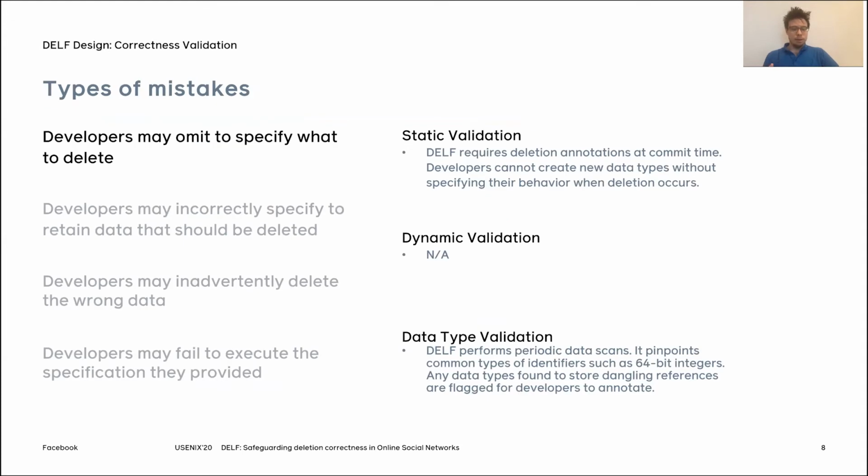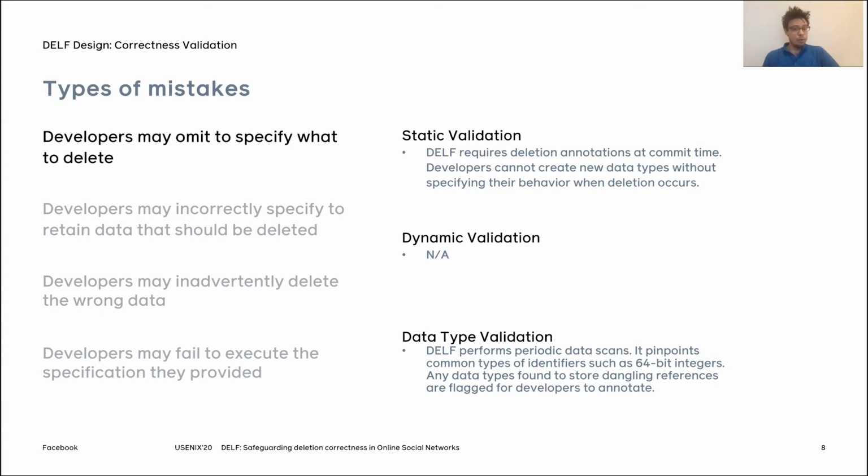All right, so we have our specification language. How does this help prevent the mistakes we talked about earlier? Well, the first one is omissions. And we discussed this already. DELF statically requires these annotations, which means developers can't accidentally forget to implement deletion. If a developer writes a specification without deletion annotations, they get feedback from the data model type checker. And this feedback helps educate developers about deletion expectations.